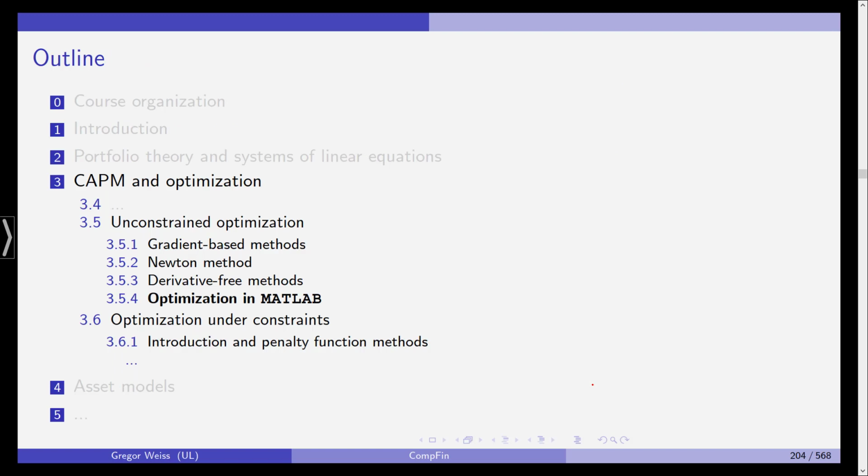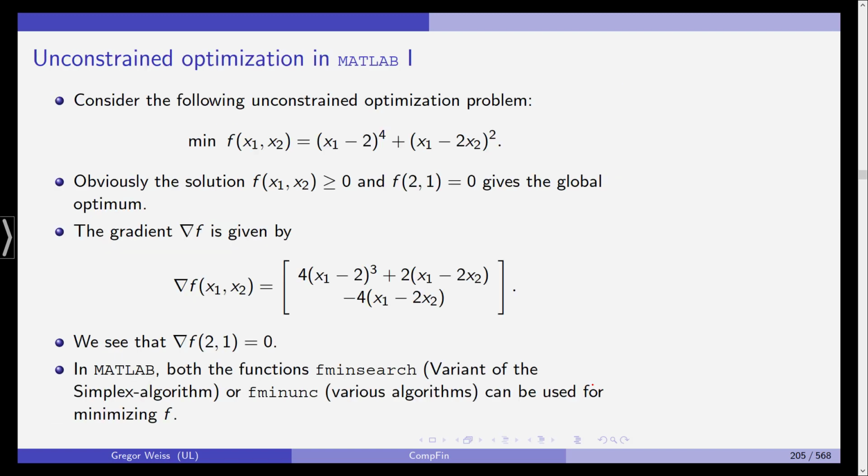And let's have a look at this in Matlab. Now we consider a very simple function. We try to minimize the function (x1 minus 2) to the fourth power plus (x1 minus 2x2) squared. Obviously, the solution is at (2, 1), which gives you 0 as the global optimum. The function is always non-negative, and thus 0 is the global optimum.